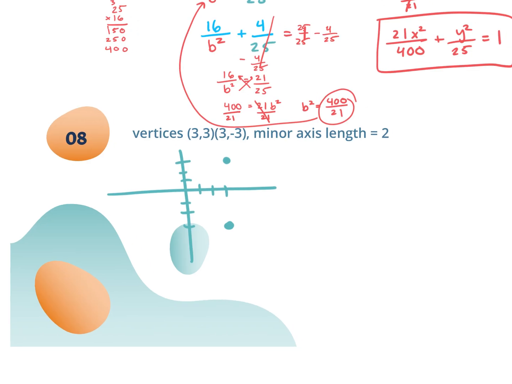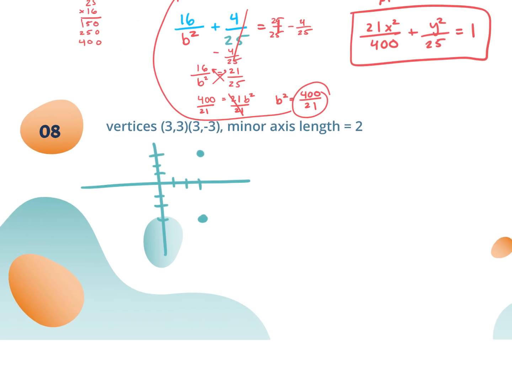So would a squared be under the x or under the y? It'd be under the y, since our vertices go up and down. Our a, our bigger denominator, would go under the y. But here, our center's not at 0, 0. What's the midpoint of these two vertices? 3, 0. So our center would be at 3, 0. So this is going to be our h and our k.